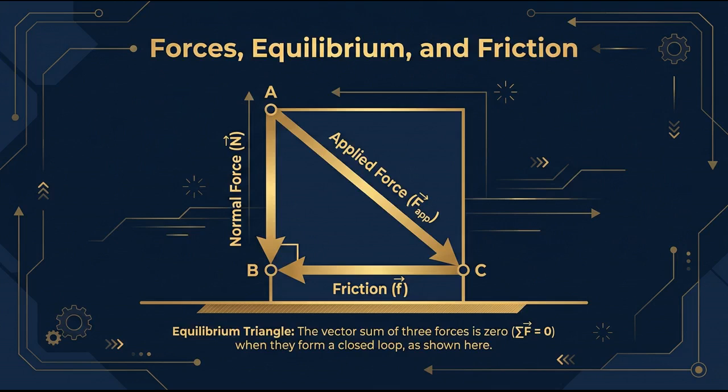When an object is in equilibrium, the vector sum of all forces is 0, meaning the forces form a closed shape. For example, if three coplanar forces of 3, 4, and 5 newtons are in equilibrium, they form a right-angled force triangle, which means the 3 newton and 4 newton forces meet at 90 degrees.